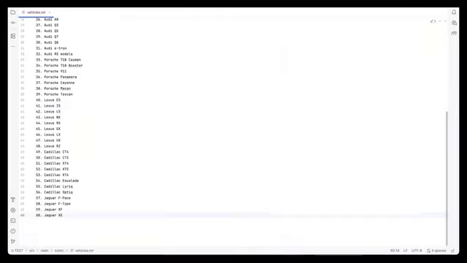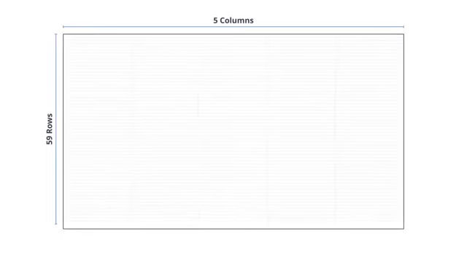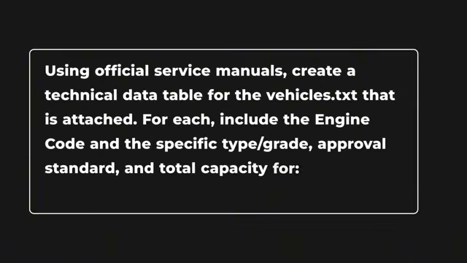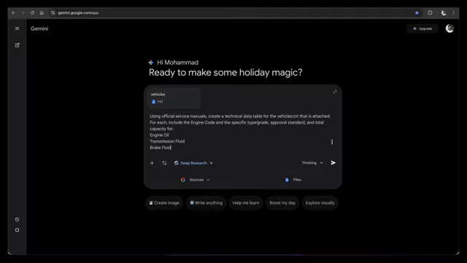Now, I'm going to give it a list of 60 different cars. For each car, I want to extract the engine code, oil type and capacity, gearbox oil, and brake fluid. I want all this information organized into a clean table. This will give us a large table with 60 rows and 5 columns. Now, I will type this prompt: Using official service manuals, create a technical data table for the vehicles.txt that is attached. For each, include the engine code and the specific type, grade, approval standard, and total capacity for engine oil, transmission fluid, brake fluid. Then I hit Generate.